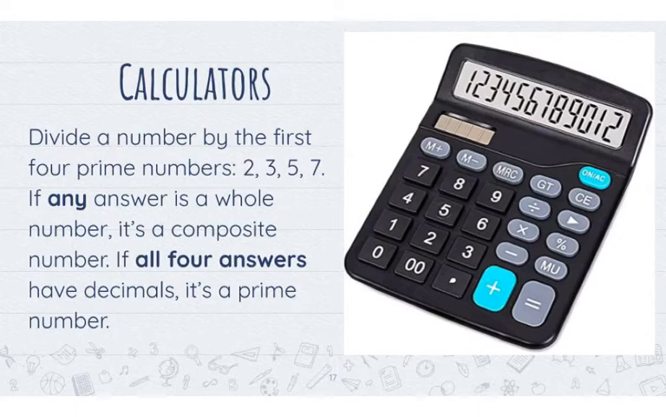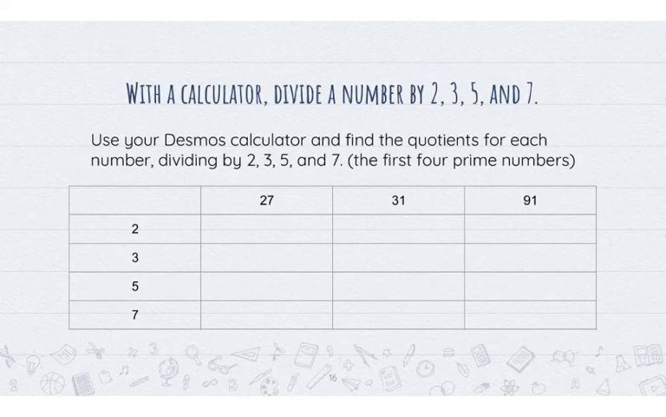So let's go ahead and see how this works. So we're going to have 3 numbers here, 27, 31, and 91. We're going to divide each of these by 2, 3, 5, 7. If you're watching this for the first time, go ahead, pause the video, and divide each of these numbers by 2, 3, 5, 7.